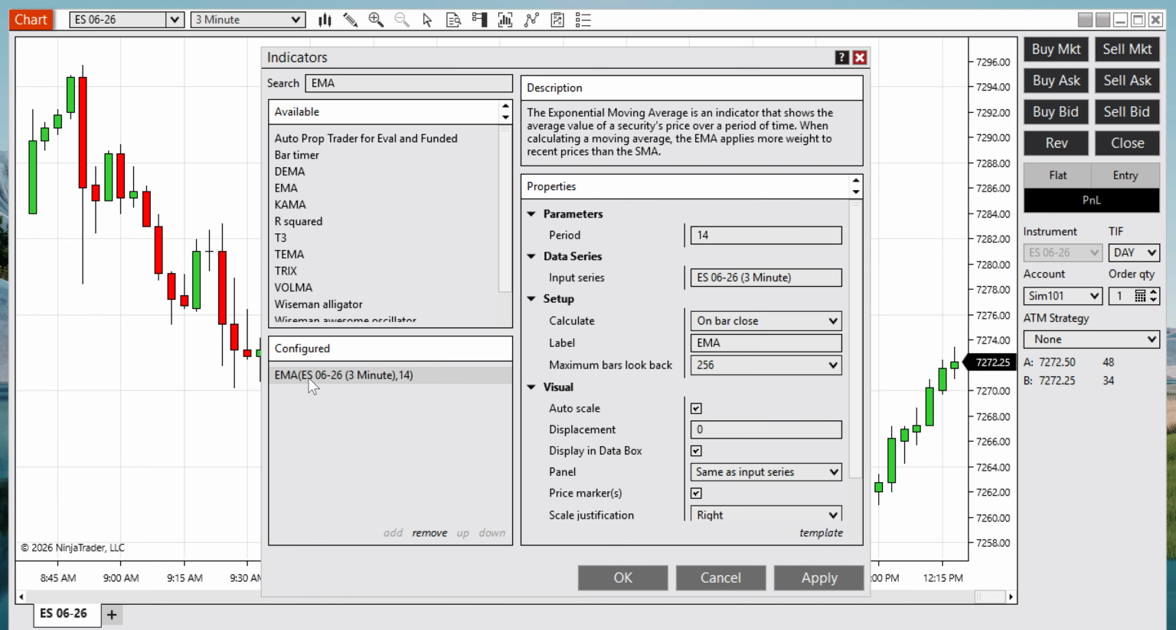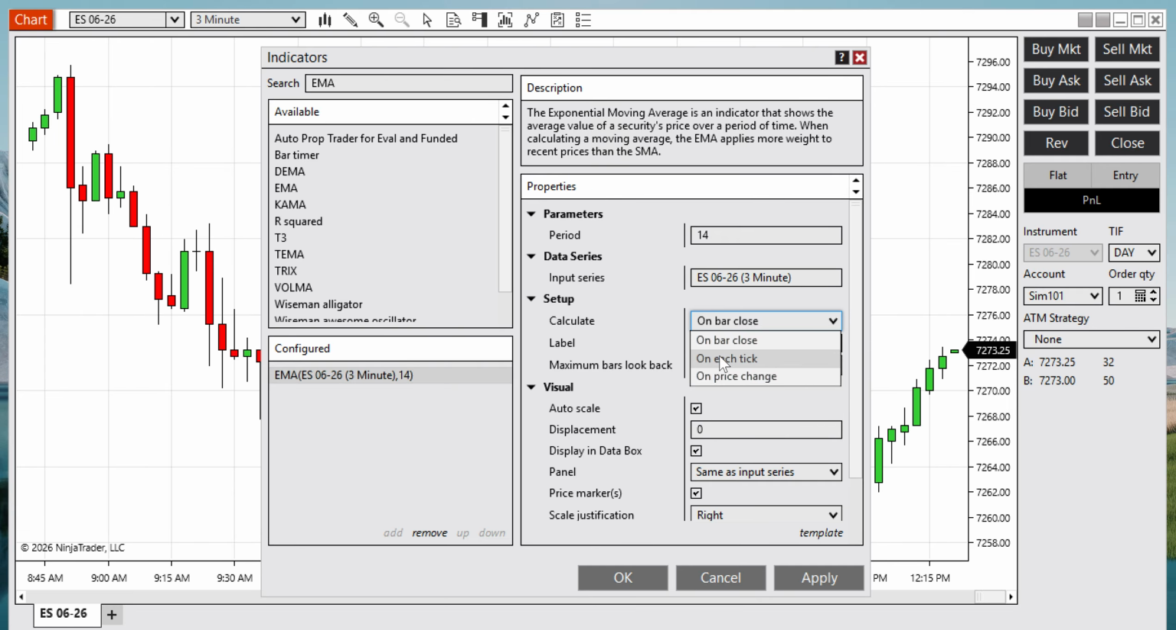Let's practice one EMA. EMA is exponential moving average. So the average period is the last 14 periods. We'll start with 14 by default, and then we'll see what the implications are. One more thing: when do you want to calculate this value? On bar close, on each tick, or on price change, you have three options. These are very subtle changes but have implications based on your decision.